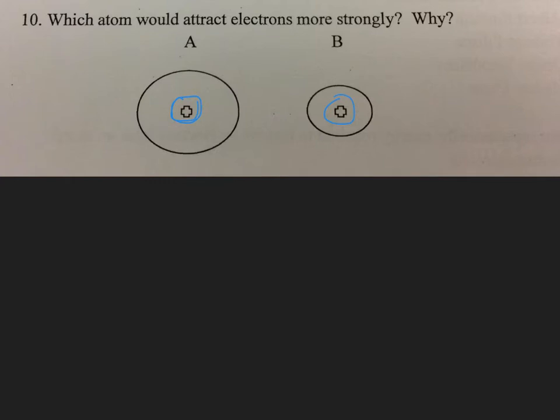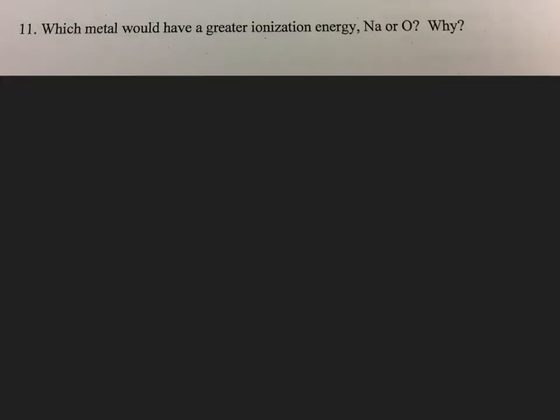The nucleus is what's attracting the electrons. In atom A, the electrons can't get very close to the center because it's so big, whereas this atom is really small, which means outer electrons, or electrons coming in from the outside, can get much closer to the nucleus. That makes the smaller atom more attractive because the electrons can get closer to the nucleus. Again, it's a different question, but the reason for the answer is the same.